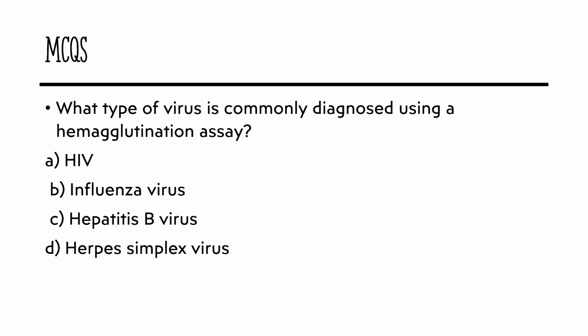What type of virus is commonly diagnosed using a hemagglutination assay? A. HIV. B. Influenza virus. C. Hepatitis B virus. Or D. Herpes simplex virus. Answer is B. Influenza virus.